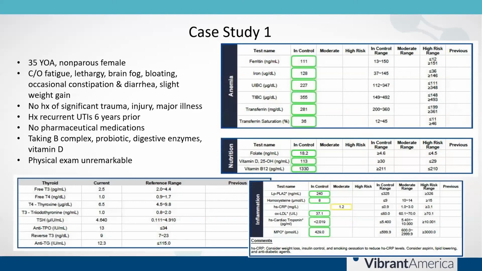All right. First, a 35-year-old woman who has never had babies, has some nondescript symptoms and some tummy trouble. She's never had major illnesses. She's not taking any meds. She's taking some really basic supplements, and there was basically nothing on the physical exam. This is what the labs look like. I wanted to screen for, she's a menstruating female, nutrition, anemia, and thyroid. As you can see, the anemia panel looks good. In fact, it looks a little too high.